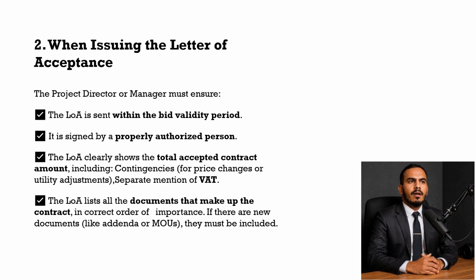And number 4, the LOA should list all the documents that make up the contract, and clearly mention their order of priority. If there are new documents, like addenda or an MOU, they should be included as well.